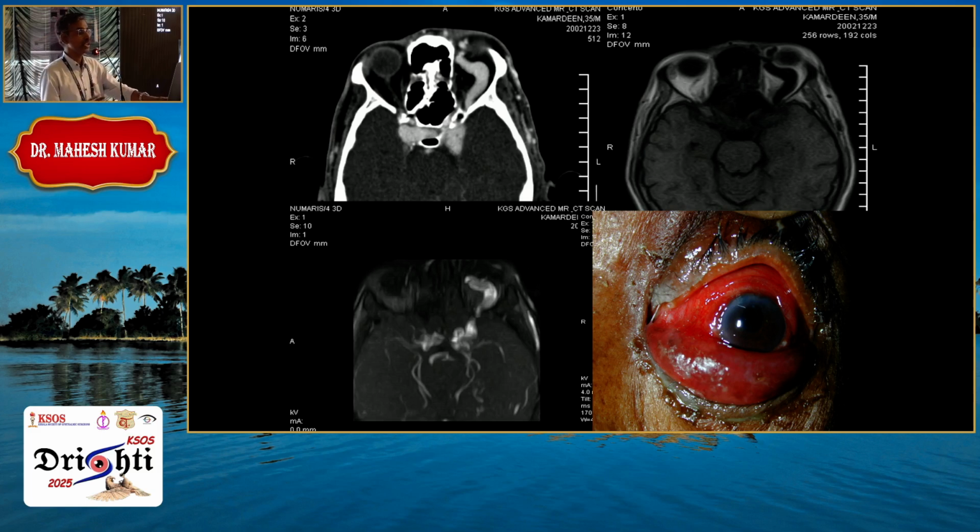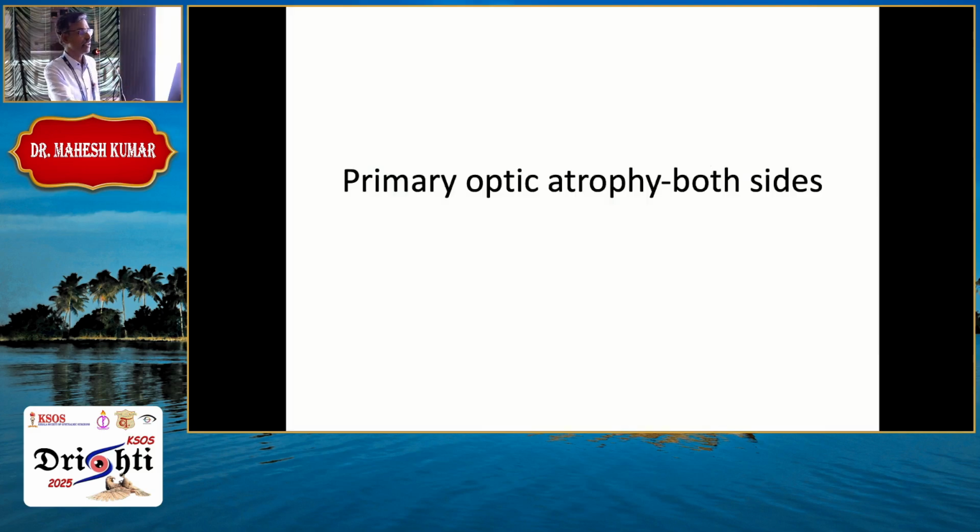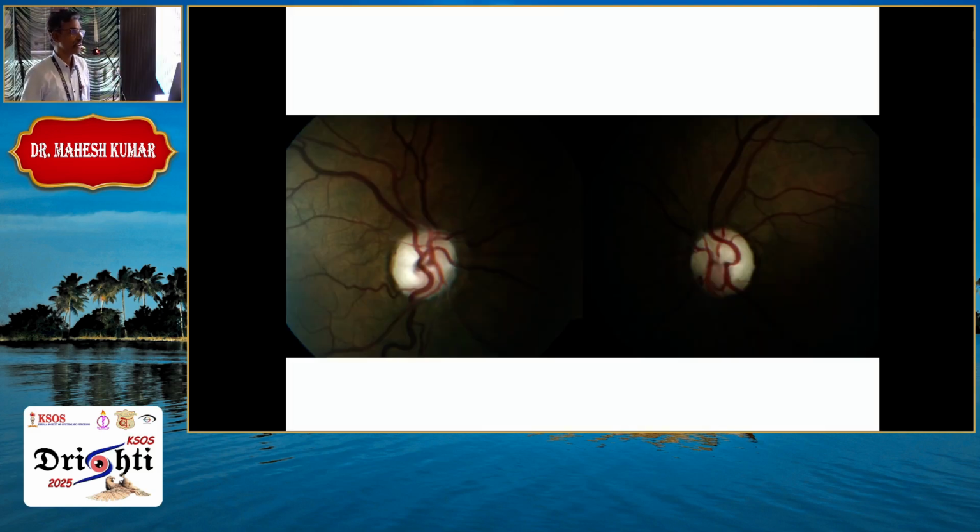Delayed presentation. Always repeat the imaging. Suspect delayed CCF, direct CCF in a case of trauma. Now this is primary optic atrophy. So can we say POA, nothing can be done, long standing?